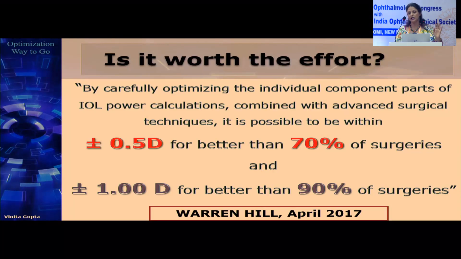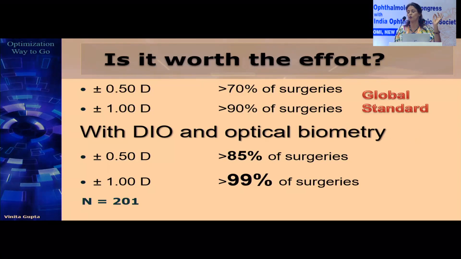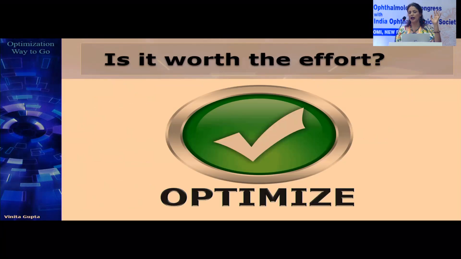In the end, I will just say, is optimization worth the effort? Yes, it is. With optimization, you are able to achieve the intended result in almost 90% of surgeries as opposed to 70% of cases without optimization. With DIO and ultrasonic biometry, it is almost 96% of surgeries, and using optical biometry, almost 99% of cases will be within plus or minus 1 diopter. Thank you. So I would say, yes, optimization is worth it.